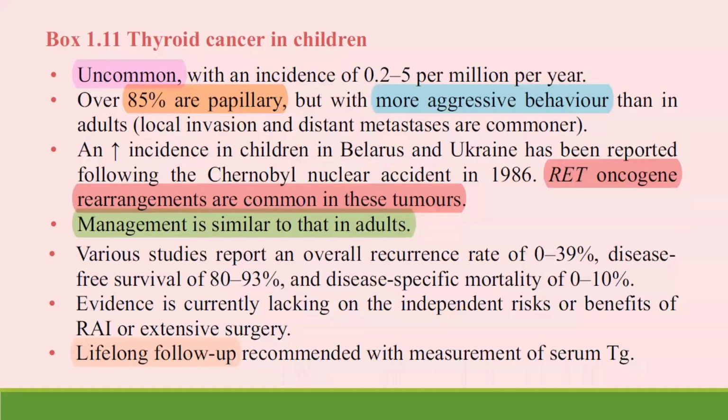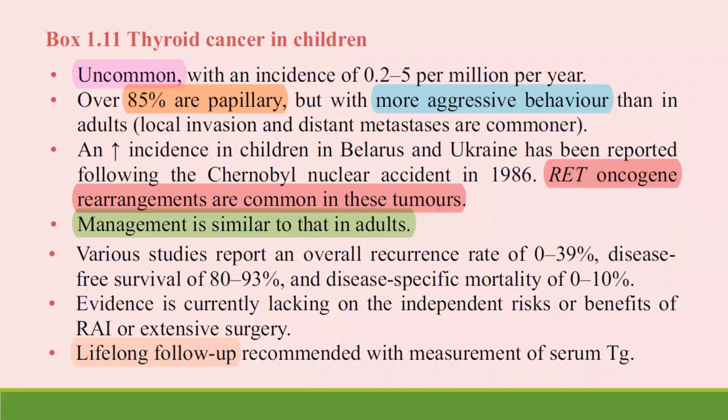Thyroid cancer in children is rare. It is an uncommon condition, but actually the risk of malignancy is high in children. Most cases are papillary thyroid carcinoma, about 85%, and it has a more aggressive behavior. RET oncogene rearrangements are common in this tumor after the Chernobyl nuclear accident in Ukraine and Belarus. And the management is the same as adults.